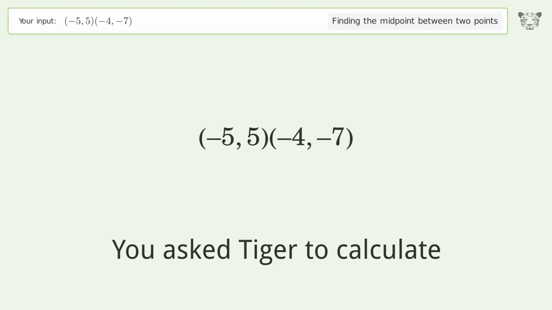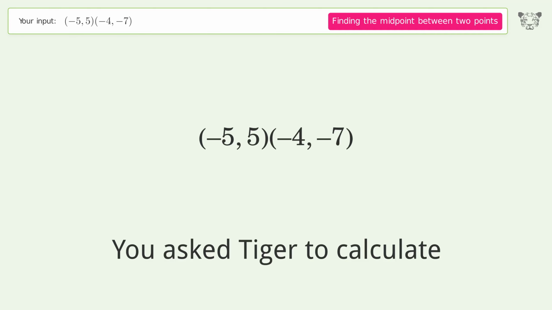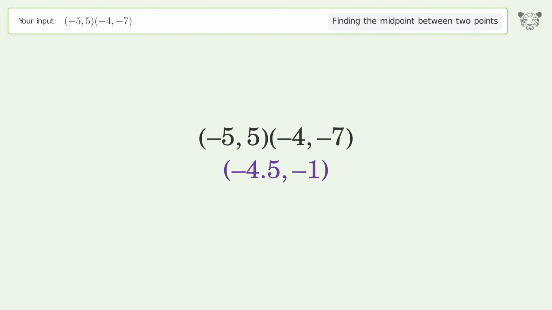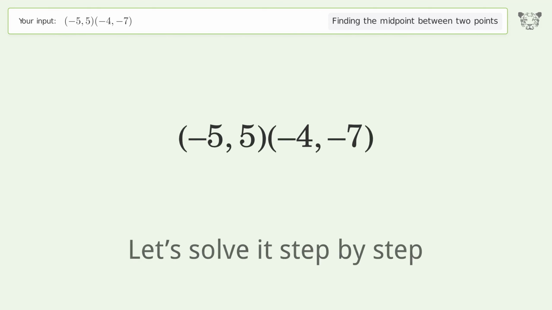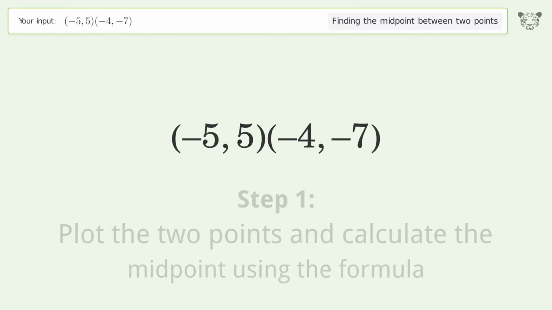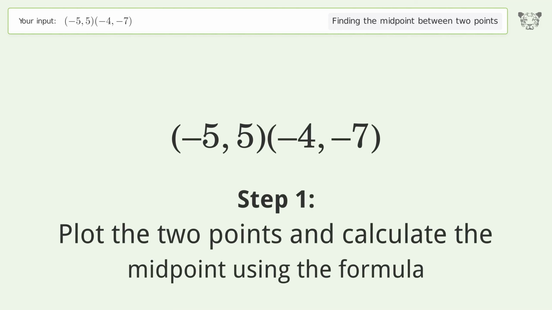You ask Tiger to calculate. This deals with finding the midpoint between 2 points. The midpoint between the 2 points is -4.5, -1. Let's solve it step by step. Plot the 2 points and calculate the midpoint using the formula.